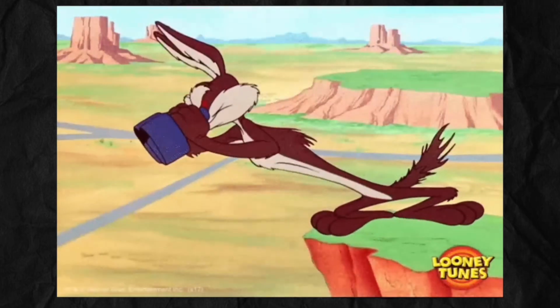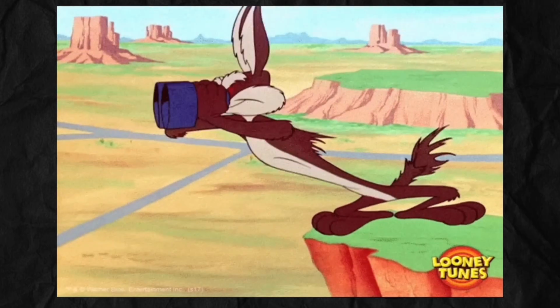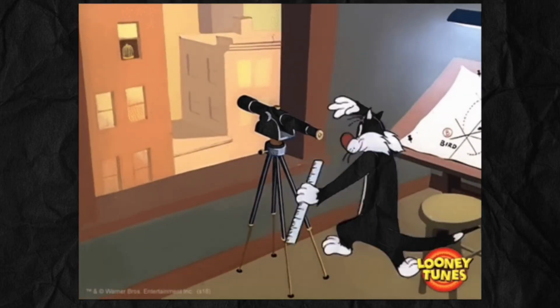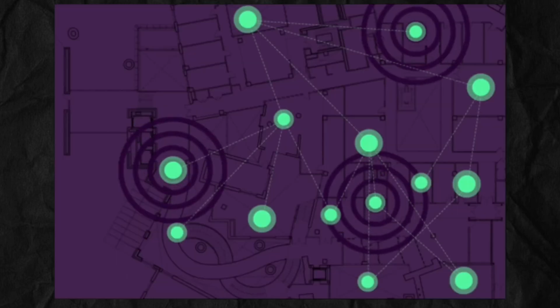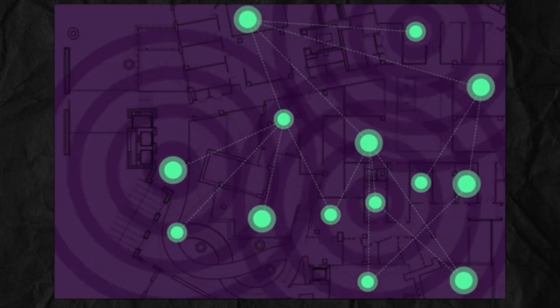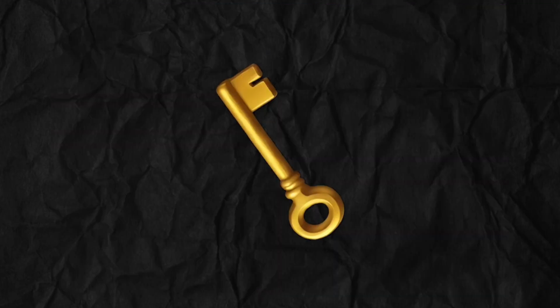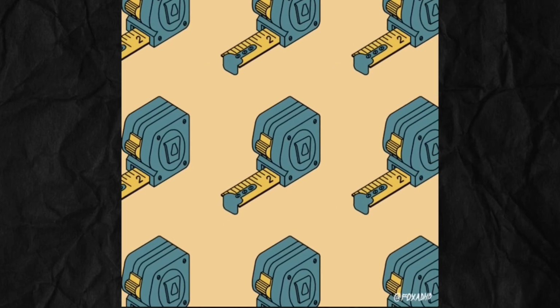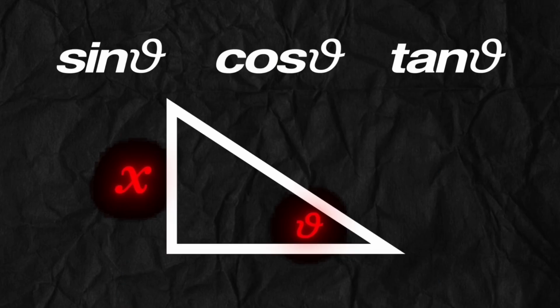Surveyors use this to measure distances that cannot be walked. Engineers use it to calculate forces on diagonal supports. GPS satellites use it to calculate your position on Earth. The key point is that trigonometry lets you extract unknown distances and angles from known ones using the properties of triangles. Let me show you exactly how this works.